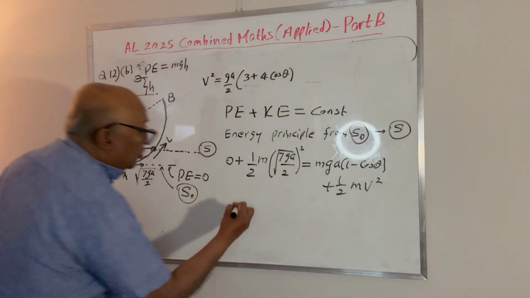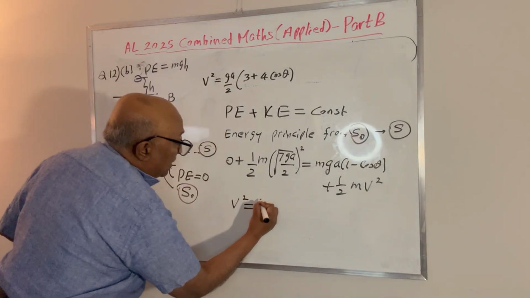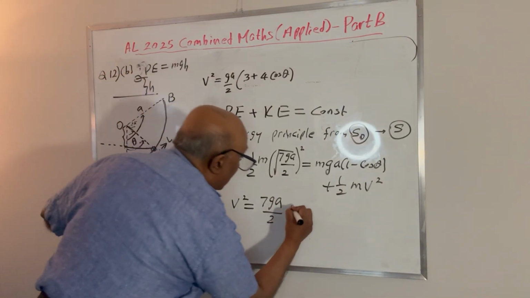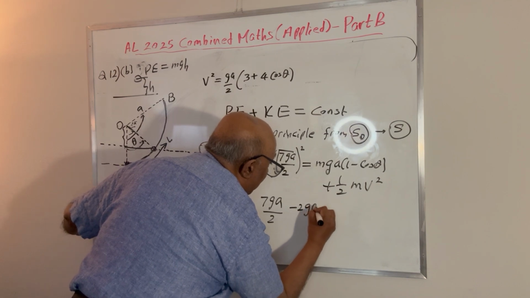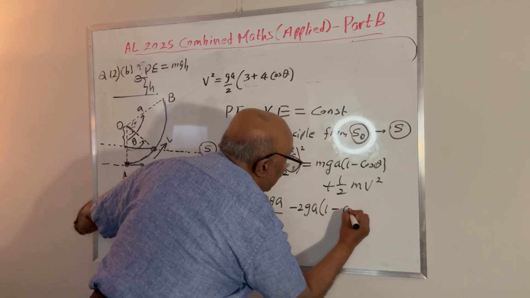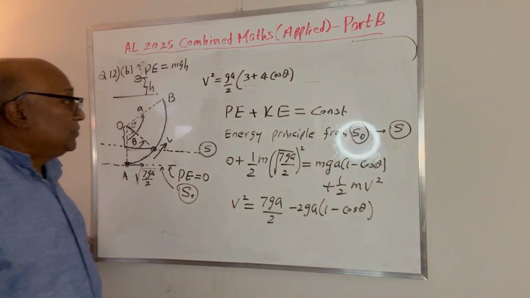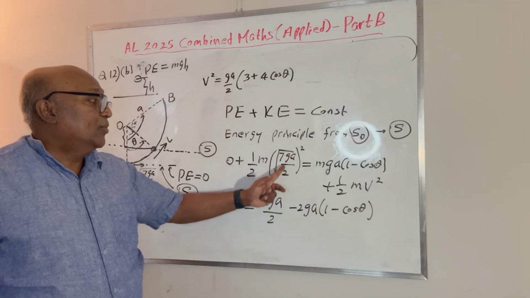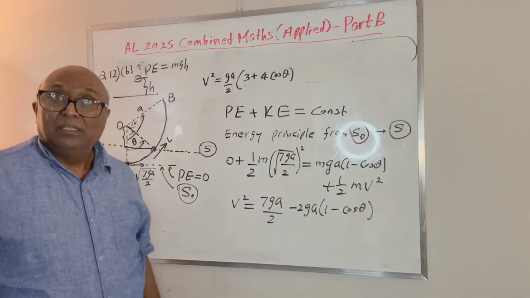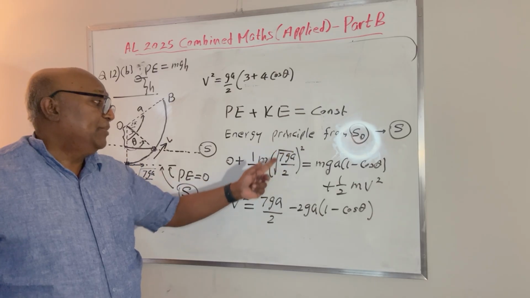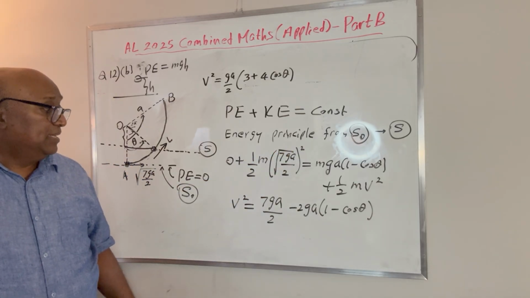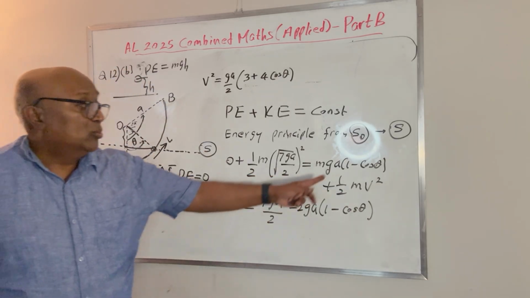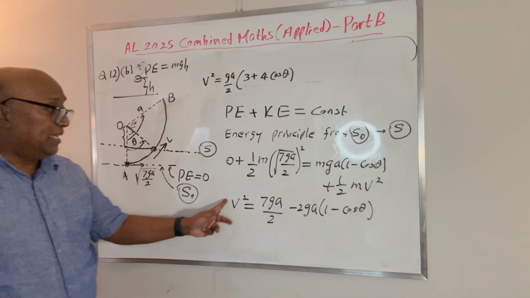When you simplify this, you get v squared equals 7ga upon 2 minus 2ga times 1 minus cosine theta. How did you get this? Take the square of root 7ga upon 2, and the root sign is eliminated. Then multiply both sides by 2, then move everything to the left side. In this way I got this.